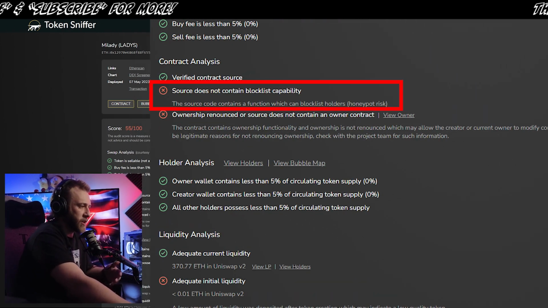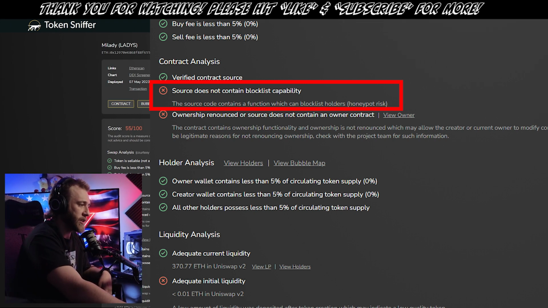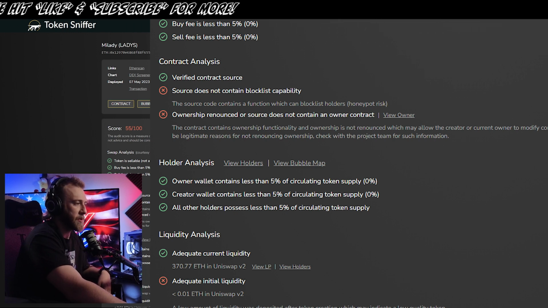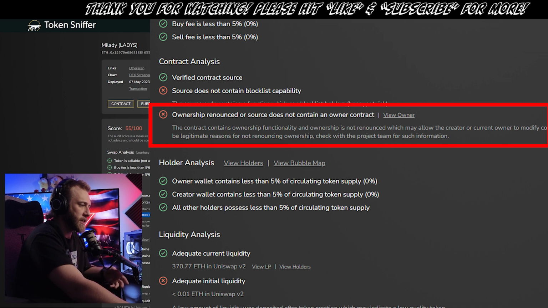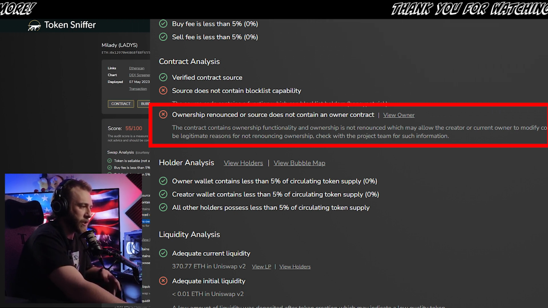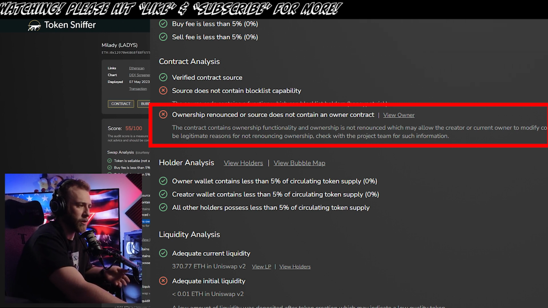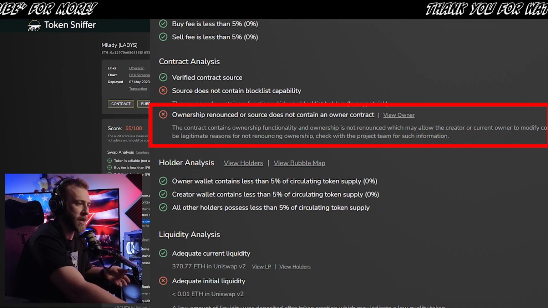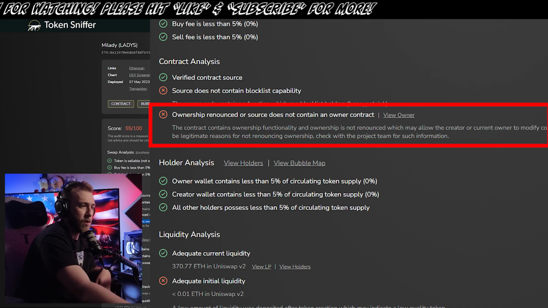But down here under contract analysis, it says the source does not contain blacklist capability, which means that it could become a honeypot at some point. It also says ownership renounced or source does not contain an owner contract, and that means the contract contains ownership functionality and ownership is not renounced, which may allow the creator or current owner to modify contract behavior. For example, they could disable selling, change fees, or mint new token.